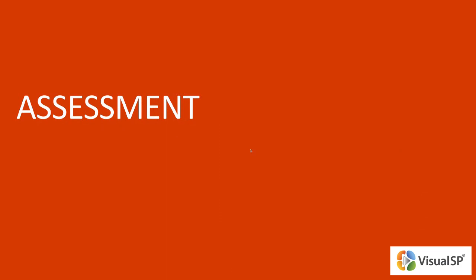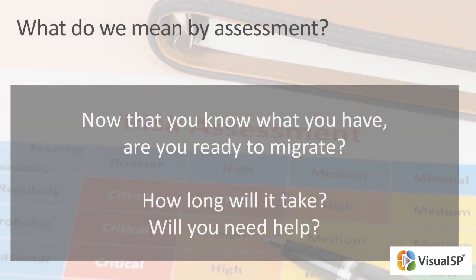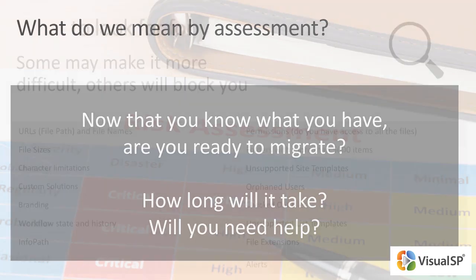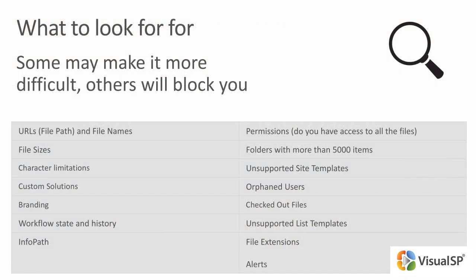All right, so the assessment. Now, the assessment piece is the next step after the inventory and is just as important. Now that we know what we have, we have to know whether what we have is ready to migrate. And this is a number of things that will no longer work at the destination. This is the most common list that I get.